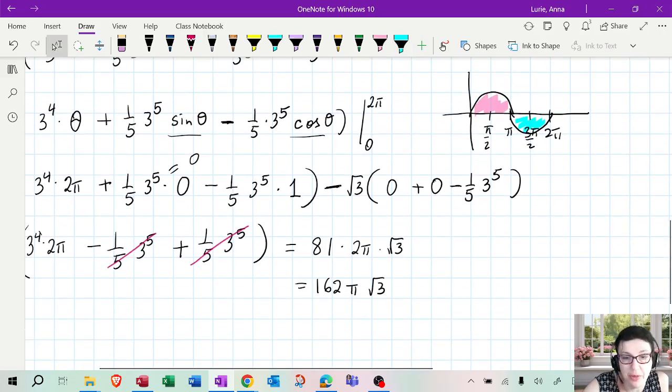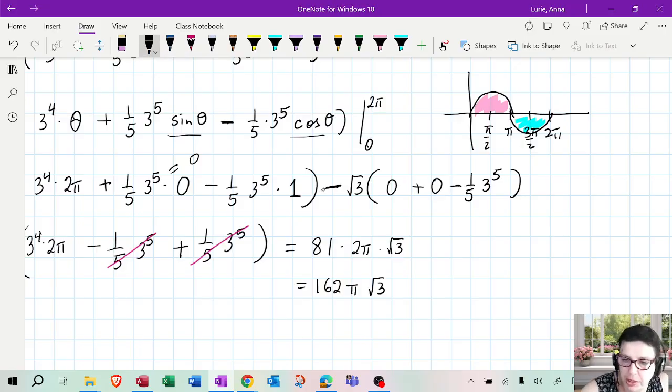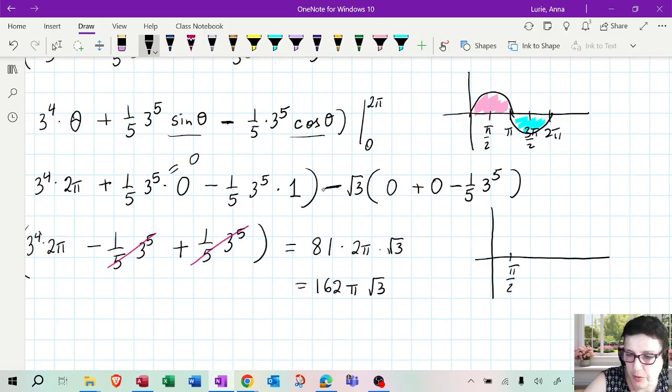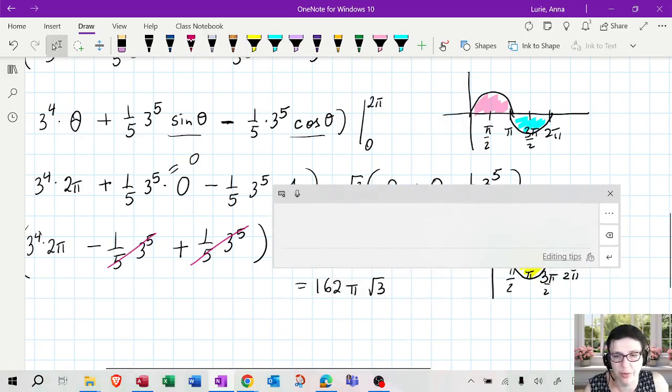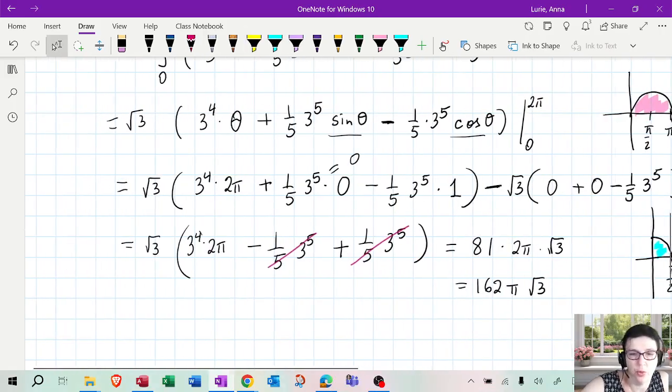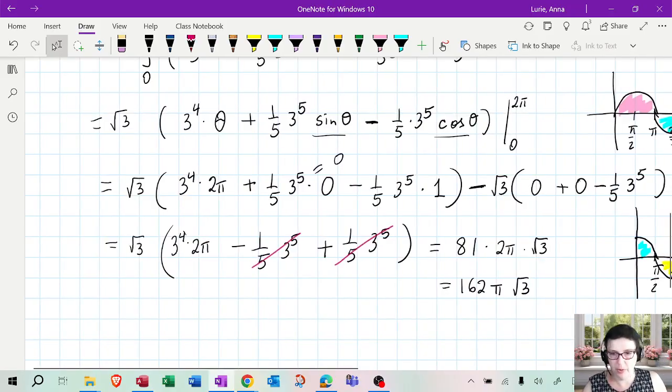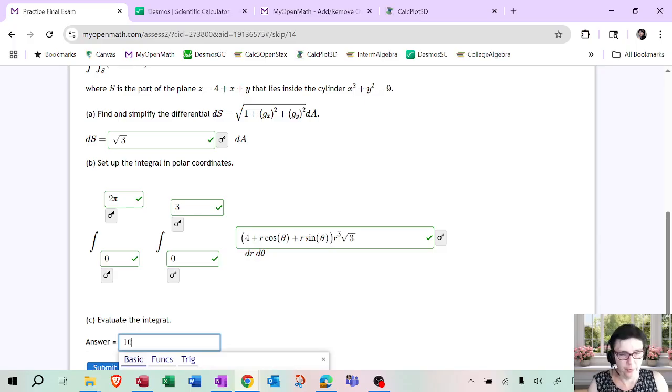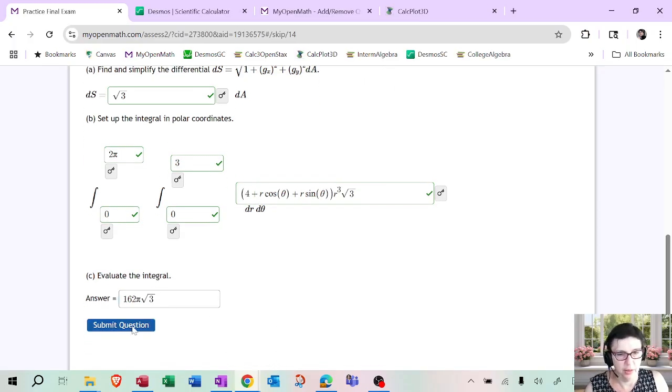And the same thing will happen with cosine, because if you look at the graph of the cosine, so pi over 2, pi, 3 pi over 2, 2 pi. It'll start at a 1, go down to 0, then up to negative 1, back. So you can also see that these pieces together are equal to this whole thing. So they will cancel out. So that's why I could have even not integrated it at all and just skipped it. But anyway, this is my answer. So this is 162 pi square root of 3. And let's submit that.